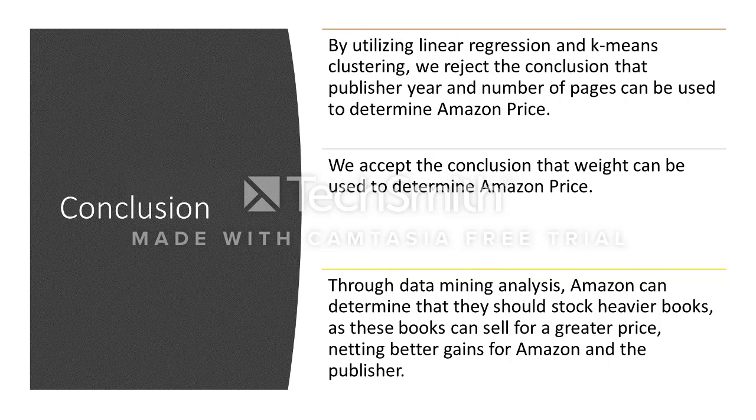In conclusion, by utilizing linear regressions and k-means clusterings, we reject the conclusions that the publishing year and number of pages can be used to determine the Amazon price. However, we accept the conclusion that the weight can be used to determine the Amazon price. Thus, through data mining analysis, Amazon can determine that they should stock heavier books as opposed to lighter books, as these books can sell for a greater price, netting better gains for Amazon and their publishers.